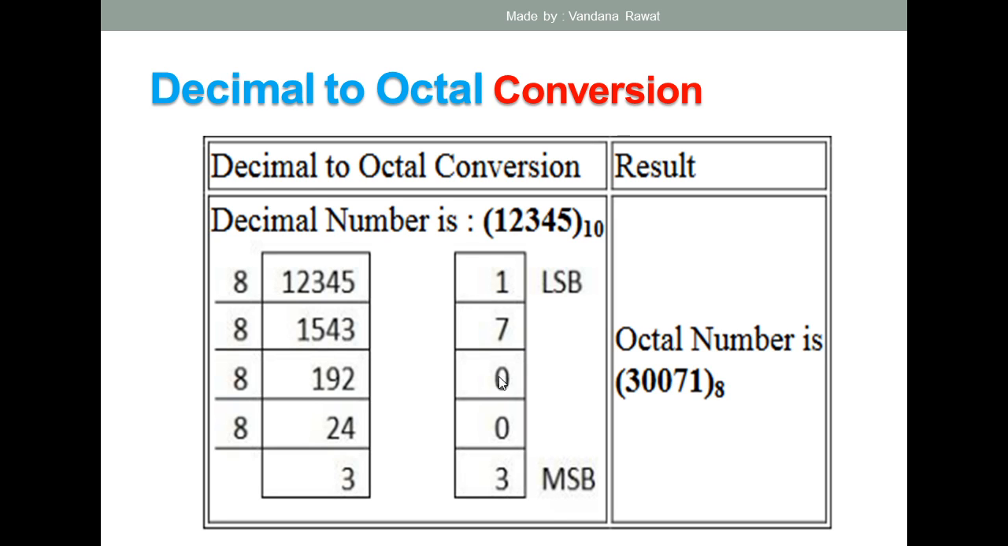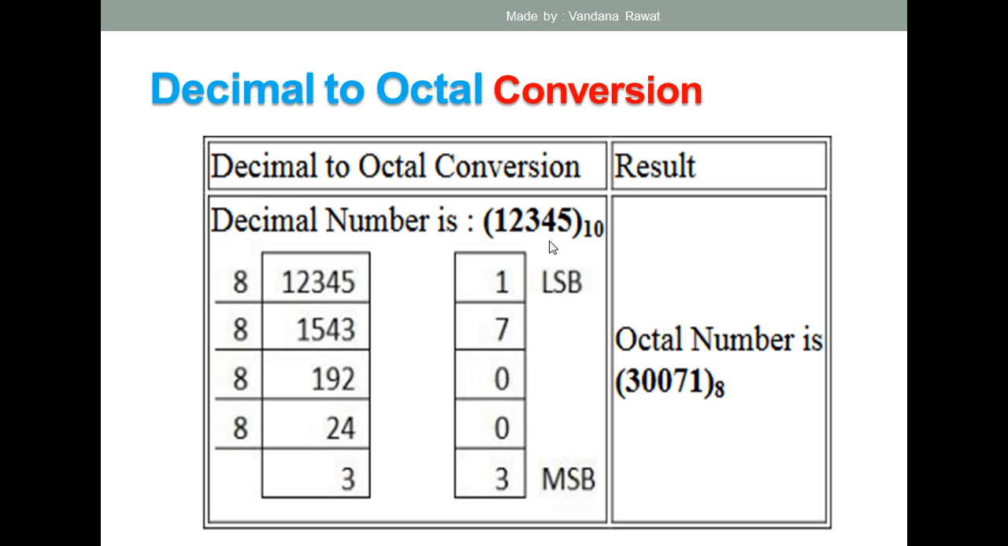So we will write in front of this, that is 0. Then after that 8 twos are 16, and it was done. Then 8 threes are 24. That means again in the remainder part you are getting 0. Then at last you are getting 3. So it cannot be divided by 8. That means the same number you will write in front of this, and that will be your most significant bit.